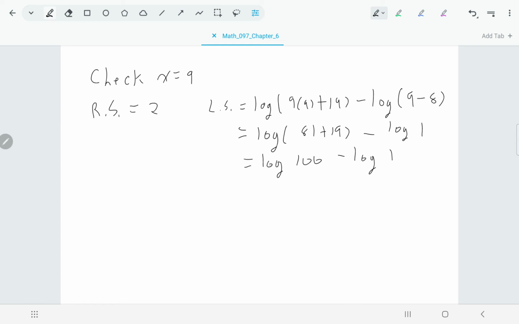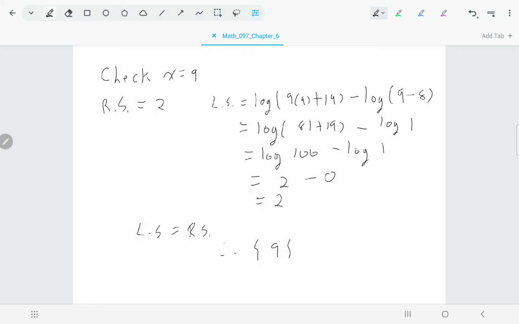And I can say log of 100, that's 10 to what power gives me 100? The answer is the power is 2. Log of 1, 10 to what power gives me 1? The answer is the power is 0. So we have equals to 2. So left side is equal to the right side, and so therefore we can say that 9 definitely is the solution to that equation.